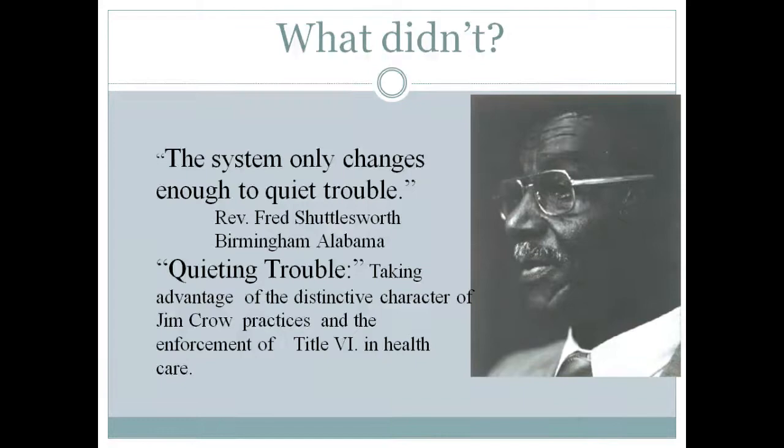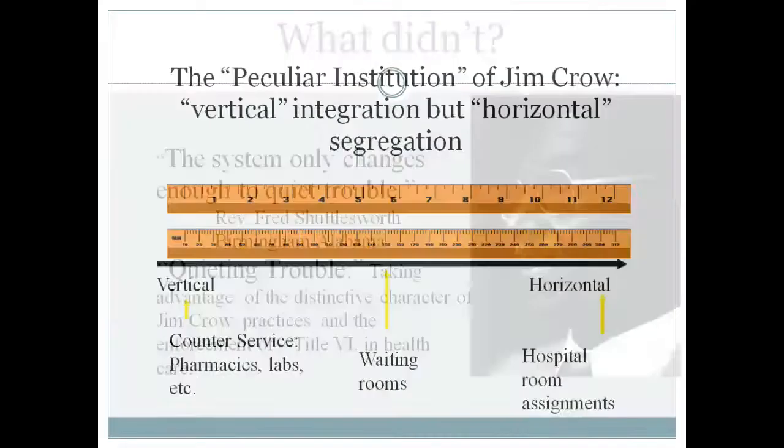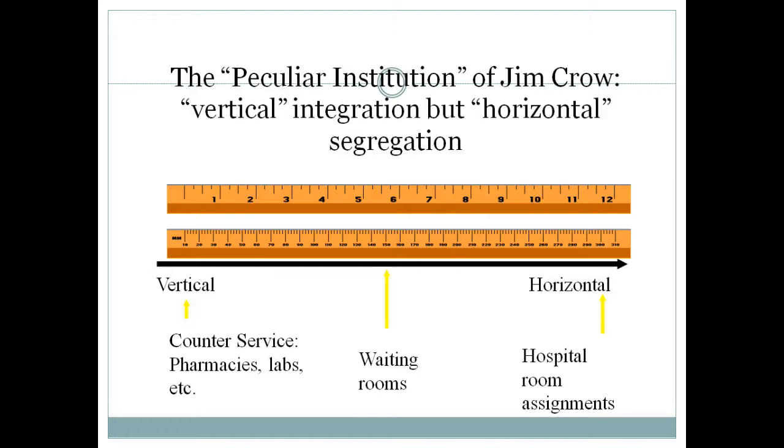Well, the system only changes enough to quiet trouble, and I'm going to tell you how it tried to quiet trouble. In Jim Crow segregation, we had vertical integration, but horizontal segregation. As long as you're standing, people could line up together, but if they sat, they had to be segregated, and God help them if they were horizontal in a bed.